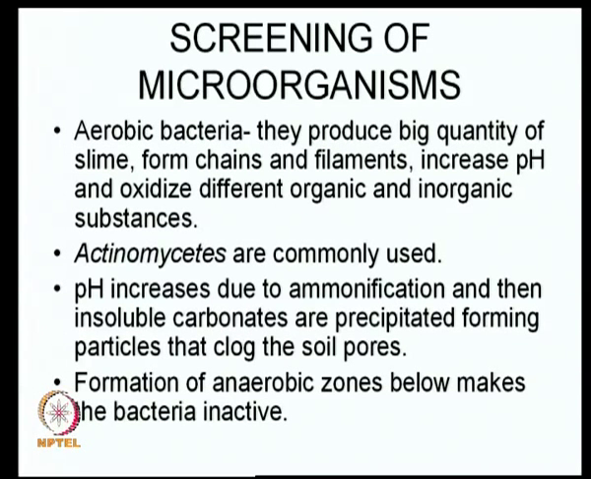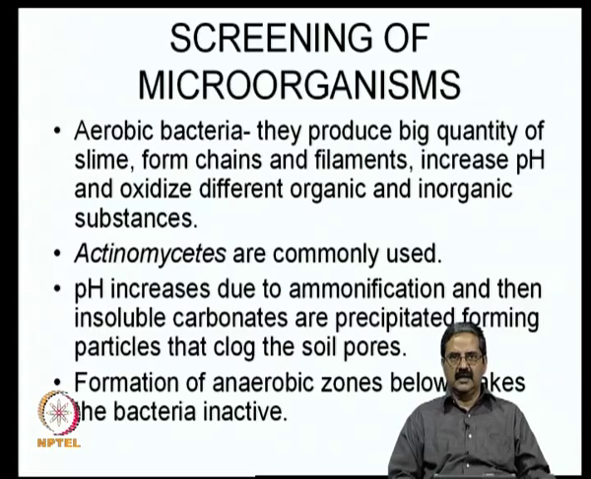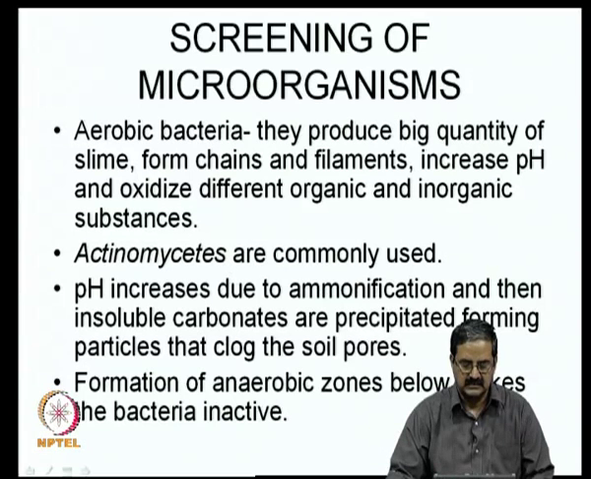Aerobic bacteria produce big quantities of slime, form chains and filaments, increase pH, and oxidize different organic and inorganic substances. Actinomycetes are also used. pH increases due to ammonification, and then insoluble carbonates are precipitated, forming particles that clog the soil pores. Formation of anaerobic zones below the dikes makes the bacteria inactive.